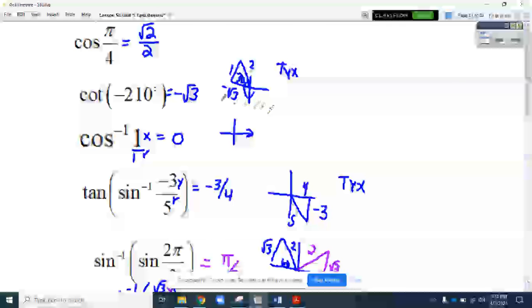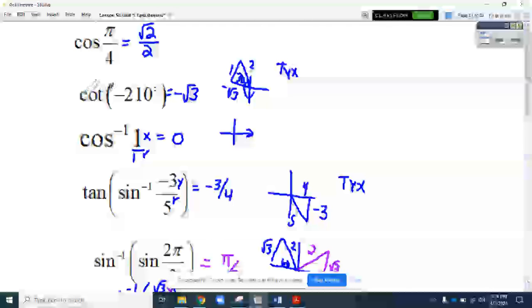All right, so first one, cosine of pi over 4 is root 2 over 2. My hope is that you just know that, but if you don't remember, you can always draw your triangle with the 1, 1, root 2. And we're basing this off of SOH-CAH-TOA, where sine is the y over the r, cosine is the x over the r, and tangent is the y over the x.